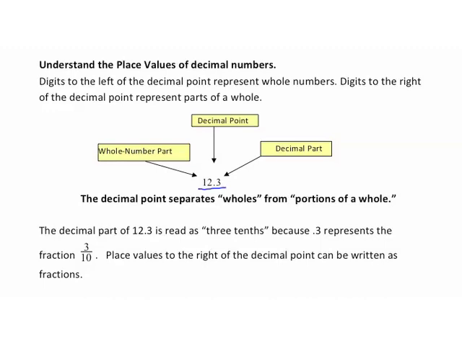Then the decimal. Then we have to the right of that the decimal part, and that part represents portions of a whole number. The decimal part of 12.3 is read 3/10 because 0.3 represents the fraction 3/10. Place values to the right of the decimal point can be written as a fraction.